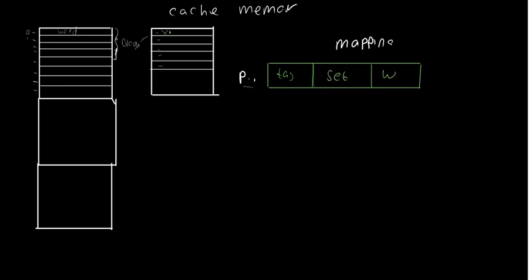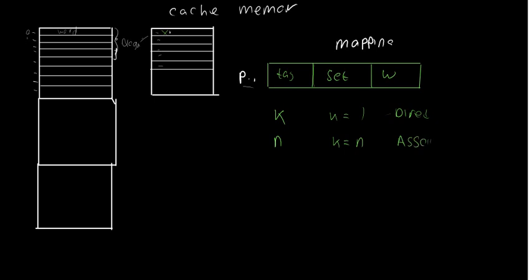A few things to take note of: each set can store k lines. So we have a variable called k, which is the number of lines in a set. If our entire cache has n lines, and k is equal to 1, then our mapping is the same as direct mapping. And if k is equal to n, so each set contains n lines, meaning we only have one set, then our cache is associatively mapped.